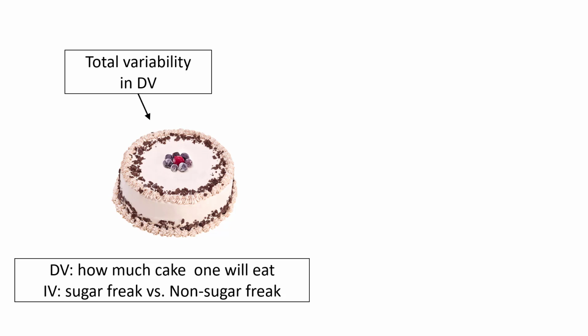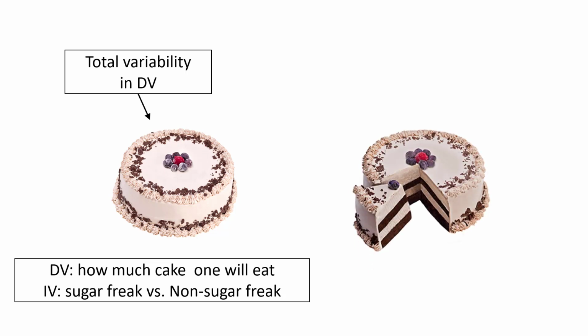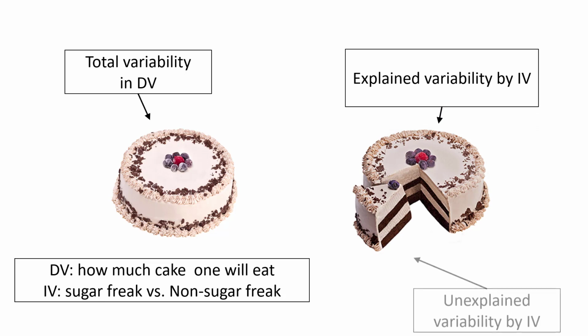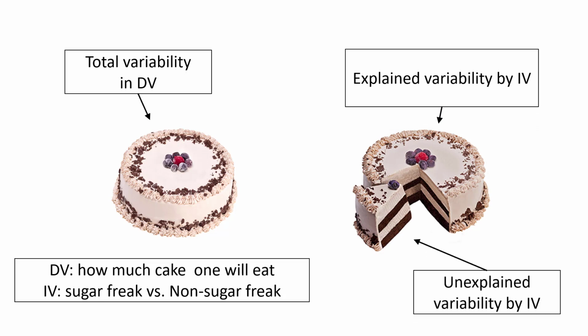The thing is, you guys are so unpredictable that it is impossible for me to build a hypothetical model which will explain 100% of your behavior for every one of you. So, some part of your cake eating behavior will be explained by my hypothetical model, but other parts won't be. That's the explained and unexplained variability in dependent variable.